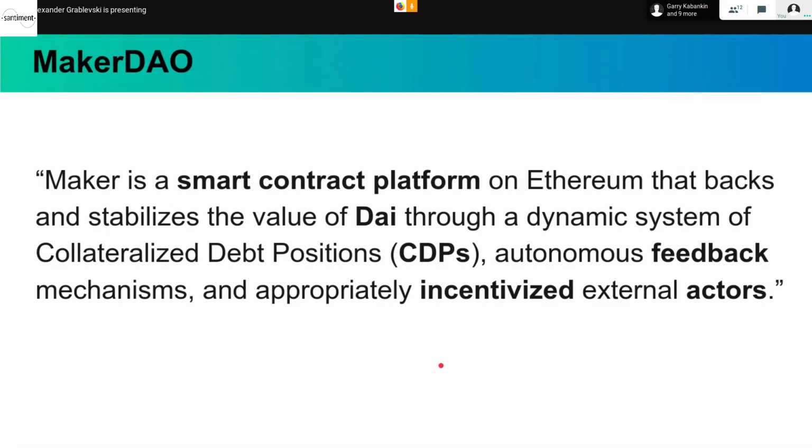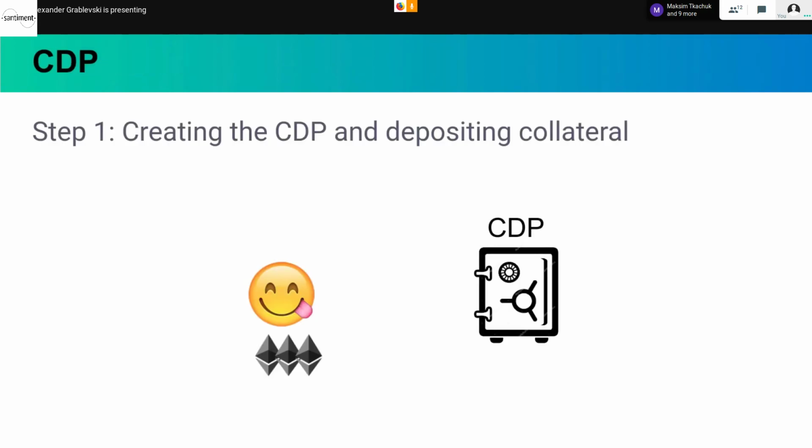So, MakerDAO. A slide with lots of text here. Maker is a smart contract platform on Ethereum that backs and stabilizes the value of DAI through a dynamic system of collateralized debt positions and some other stuff. So let me briefly explain how it works.